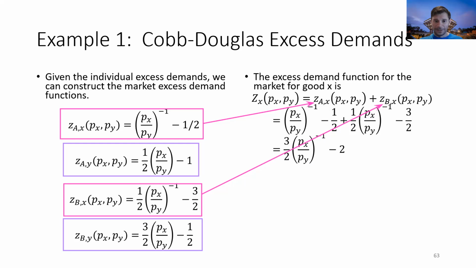We now have the aggregate excess demand function for the market for good X. If we want good X to be in equilibrium, then we need the term in the blue box here to be equal to what?